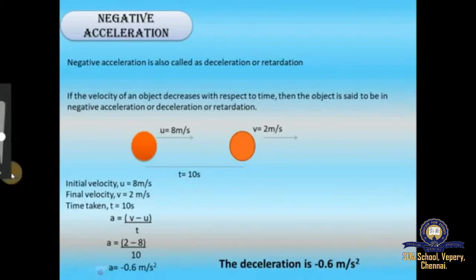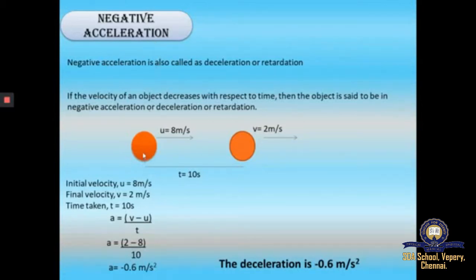Next we will see what is called negative acceleration. Negative acceleration is also called deceleration or retardation. If the velocity of an object decreases with respect to time, then the object is said to be in negative acceleration, or deceleration, or retardation.